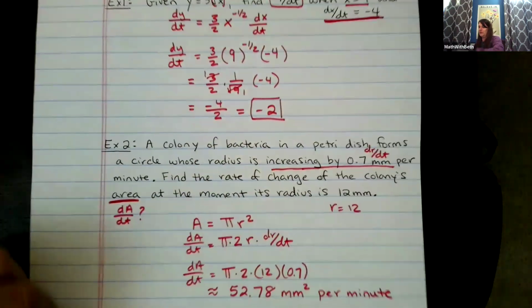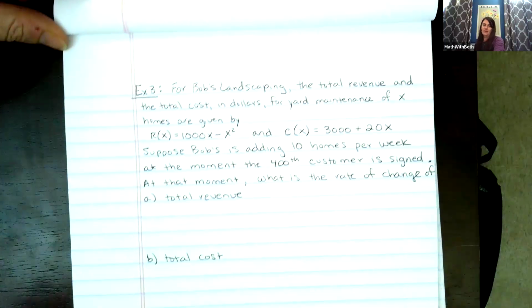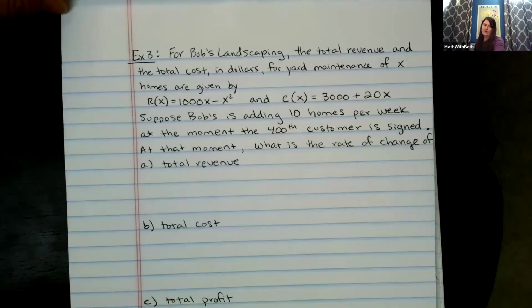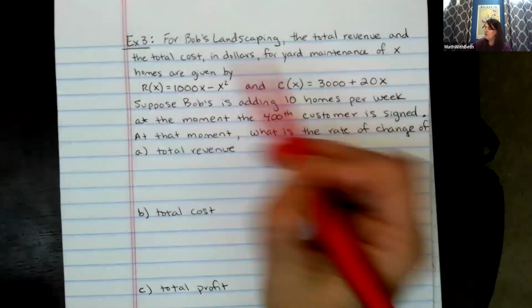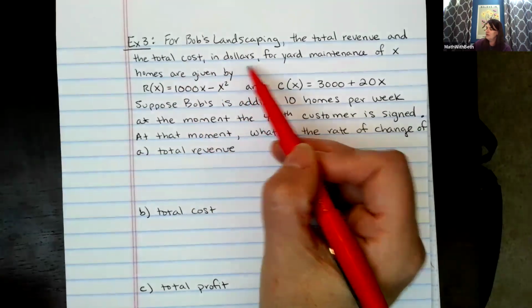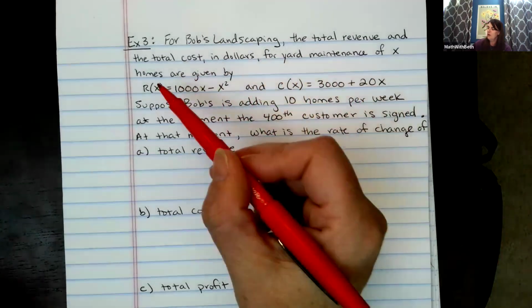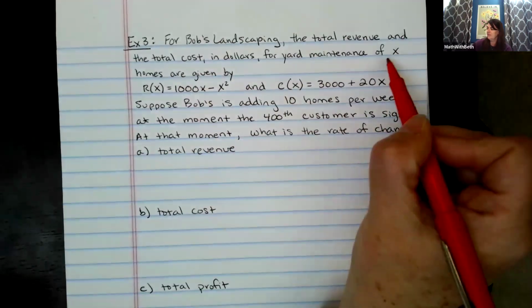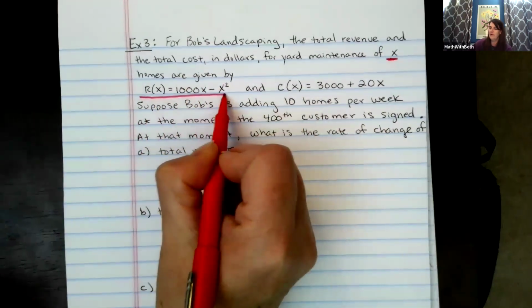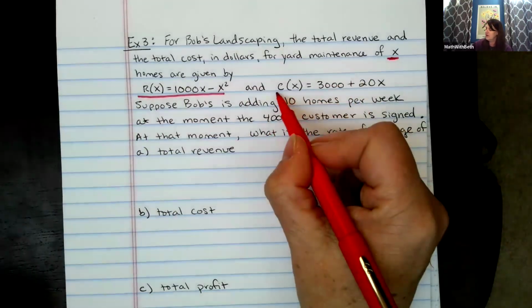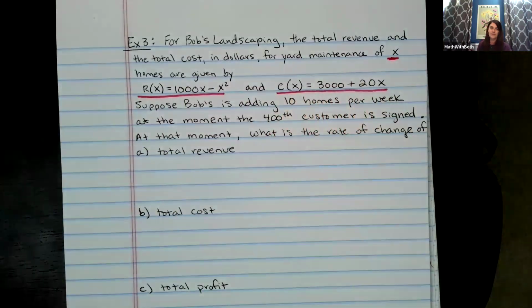And we're going to do that one more time with a word problem involving cost and revenue. So for Bob's Landscaping, the total revenue and total cost in dollars for yard maintenance of X homes, so the X is going to stand for the amount of homes, is given by, here's our equation for revenue, and here is our equation for cost.